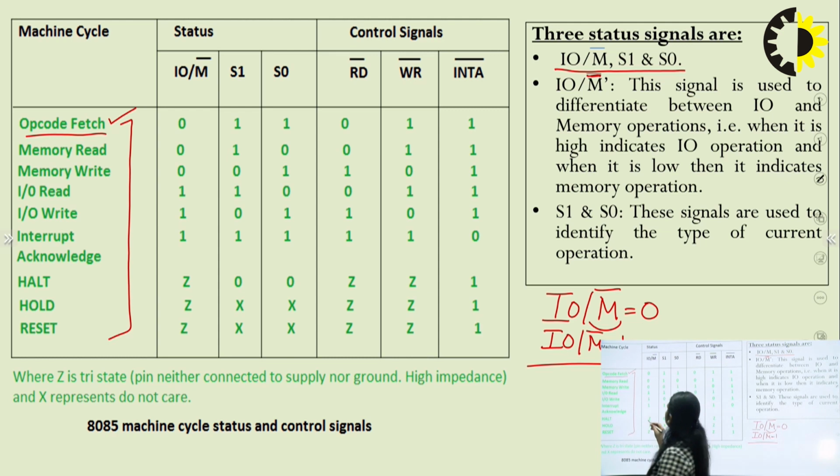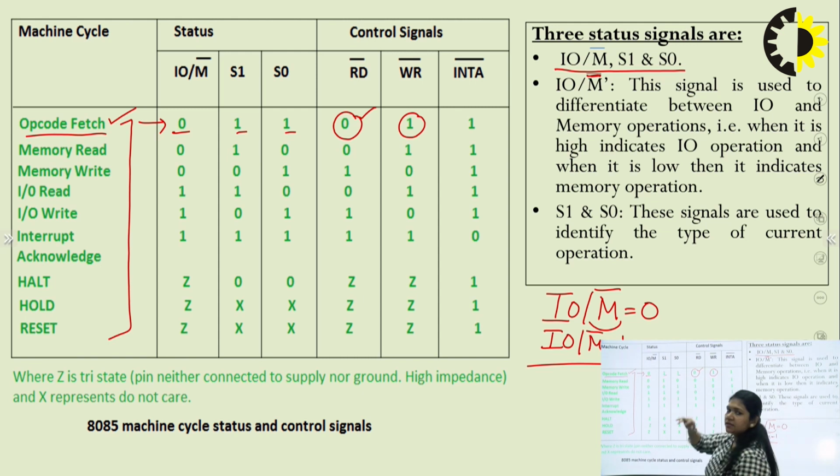So the prime requirement, the first machine cycle for the microprocessor, is the opcode fetch machine cycle. In opcode fetch, it will be taking that data from the memory for sure, because the microprocessor doesn't have its own memory. So that's why IO/M bar is 0. In opcode fetch, it is not writing, it will just read that data. So that's why read bar is 0 and write bar is 1. And INTA, there is no interrupt, that's why it is 1.